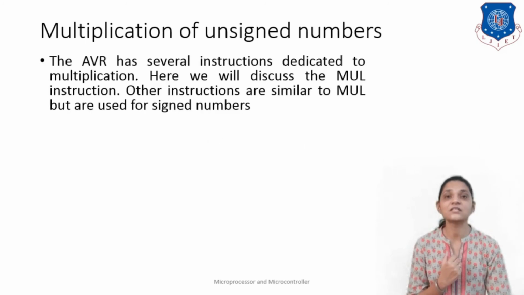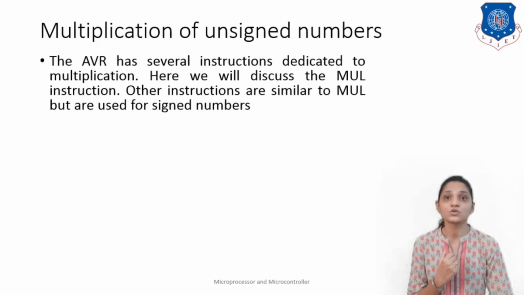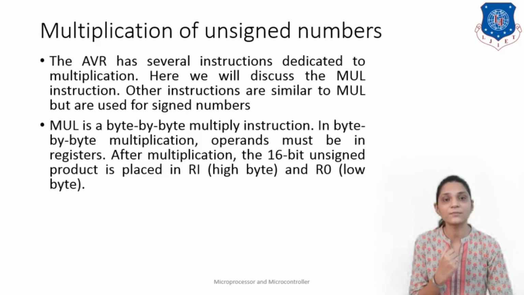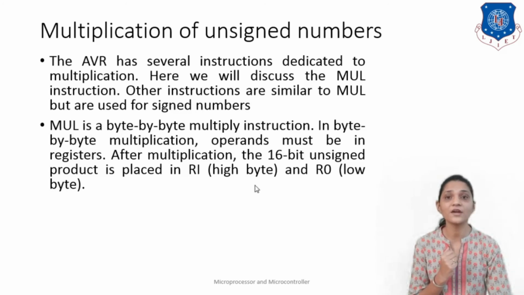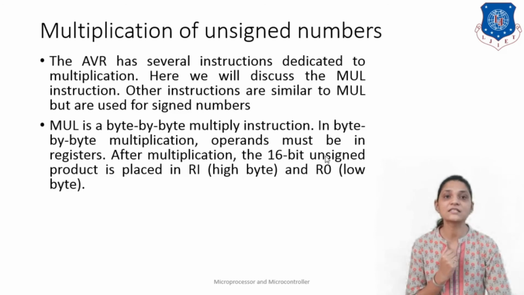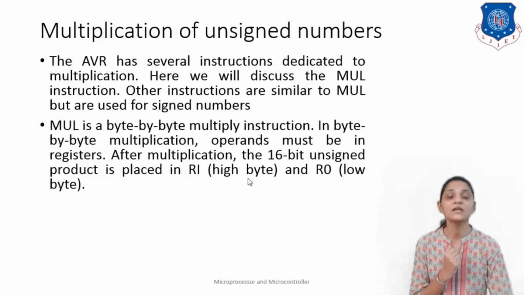In multiplication, AVR has several instructions for the multiplication operation. So we can use this multiplication operation for signed numbers and unsigned numbers. The MUL is the byte by byte multiplication instruction. In byte by byte instruction, operands must be in registers. Okay, after the multiplication, the 16-bit unsigned product is stored inside the registers R1 and R0.